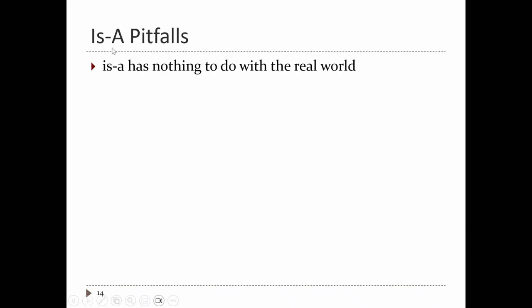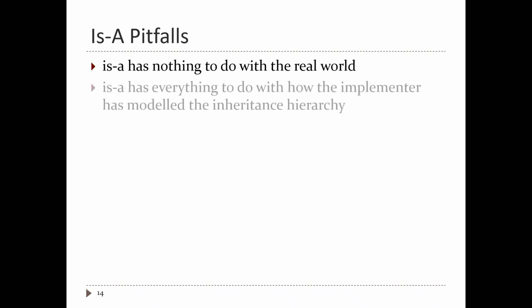All right, so you have to be a bit careful when you think about "is a" or "is substitutable for." When you're programming, it's very easy to create a class that represents some concept, and it's easy to confuse the concept with the real world. "Is a" has nothing to do with how things work in the real world. It has everything to do with how the programmer has decided to model the inheritance hierarchy.